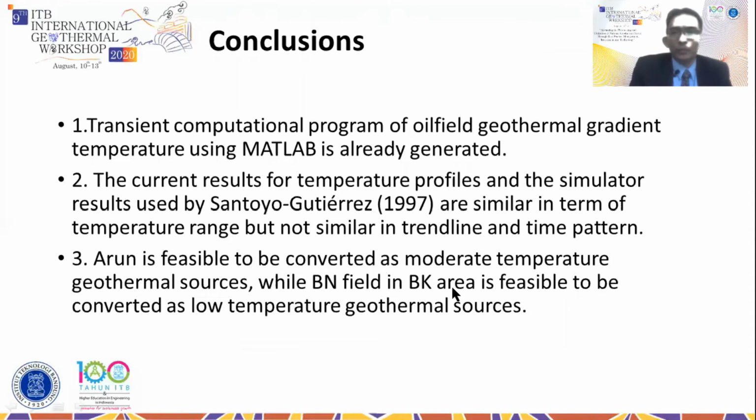So in conclusion, we have developed a transient computational program of oil field geothermal gradient temperature using MATLAB. And although the results are a little bit different from the results by Santoyo and Gutierrez, they are similar. So we are very confident. When we apply it to obsolete oil fields, for example, Arun is feasible as a moderate temperature source, while the BN field is feasible to be converted into a low temperature geothermal source.